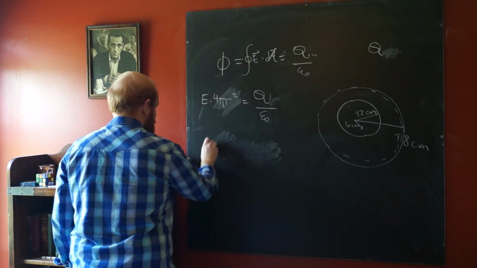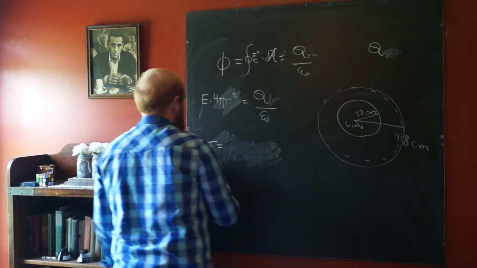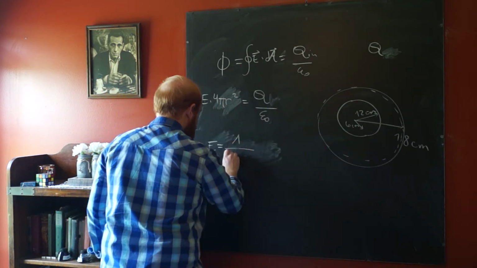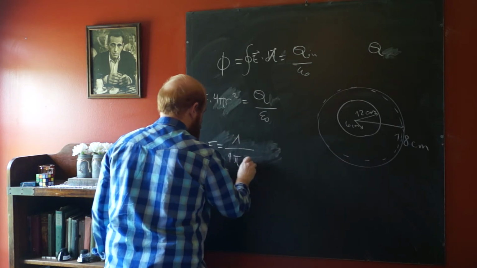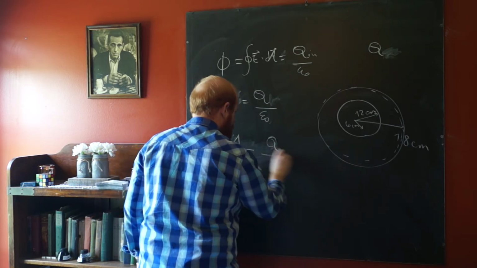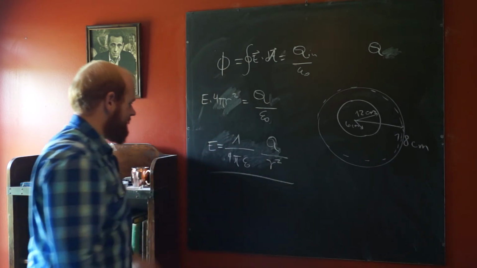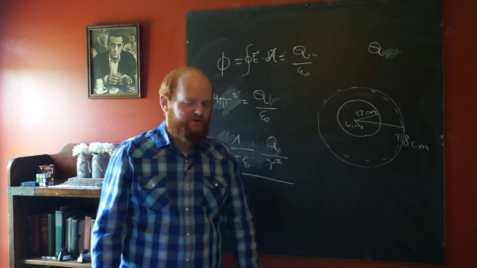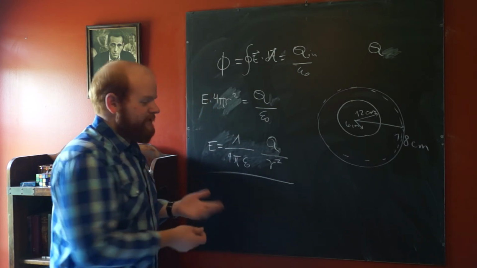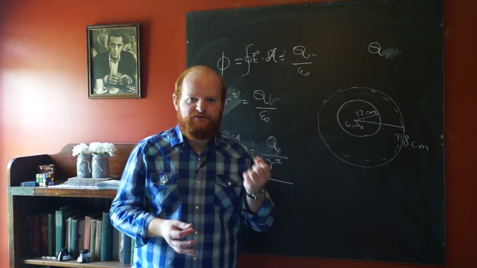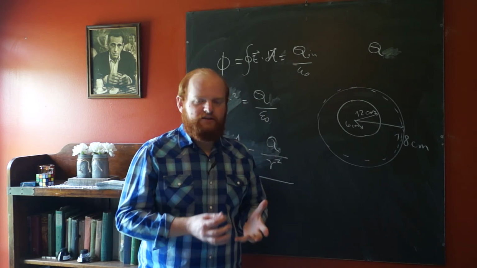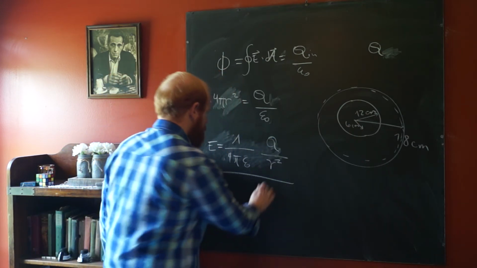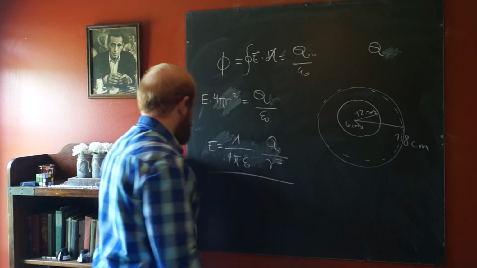And we want the electric field, so we're going to rearrange this for E. We need to divide both sides by 4 pi r squared. And I'm going to write this as 1 over 4 pi epsilon naught times Q over r squared. The reason I've done it like that is to point out that this is exactly the expression you would get from Coulomb's law for a point charge. Which means, of course, that outside of a sphere, if you have a spherical charge distribution, it acts exactly like a point charge at the center, which is, at least I think, an interesting fact.